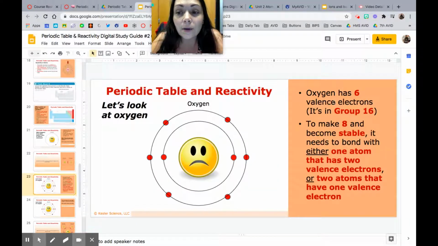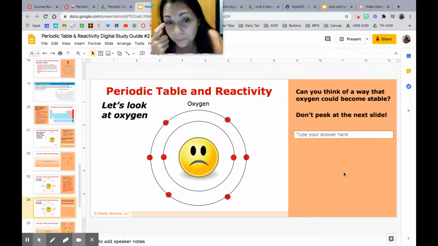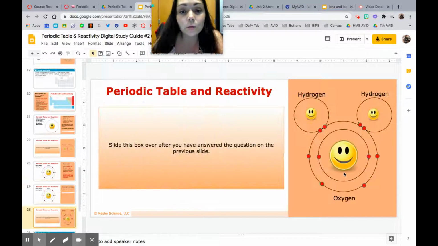So let's look at oxygen. If oxygen has 6, it's in group 16. To make it 8, it's going to have to find 2 more. So it needs to bond with one atom that has 2 valence or 2 separate atoms that have 1. So what do you think it's going to bond with?